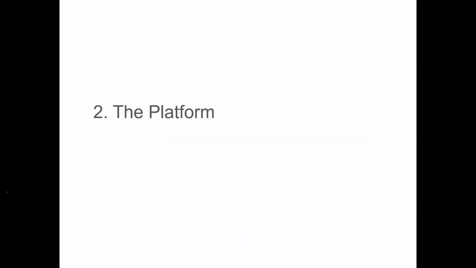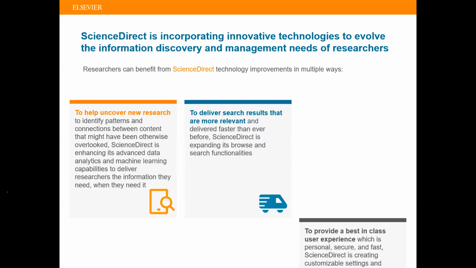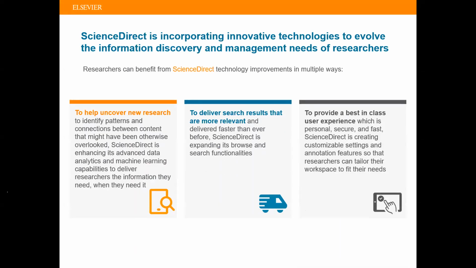So this is a moment you'll probably be waiting for, because you don't want to hear me talk about the content all the time. So let me walk you through the platform. We talk about how Elsevier has been incorporating innovative technologies to evolve the information discovery and management process. We want to make sure that researchers and users are able to uncover new research and identify patterns and connections between content. So we are enhancing our own internal data analytics and machine learning capabilities. I'll explain this to you in more detail later.